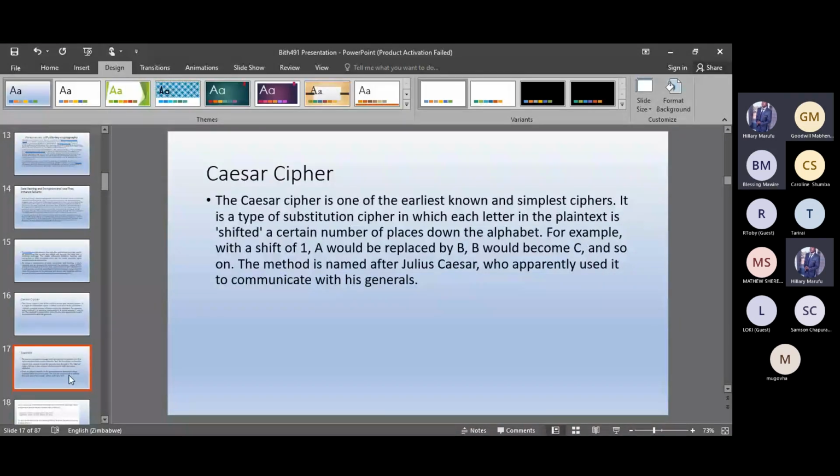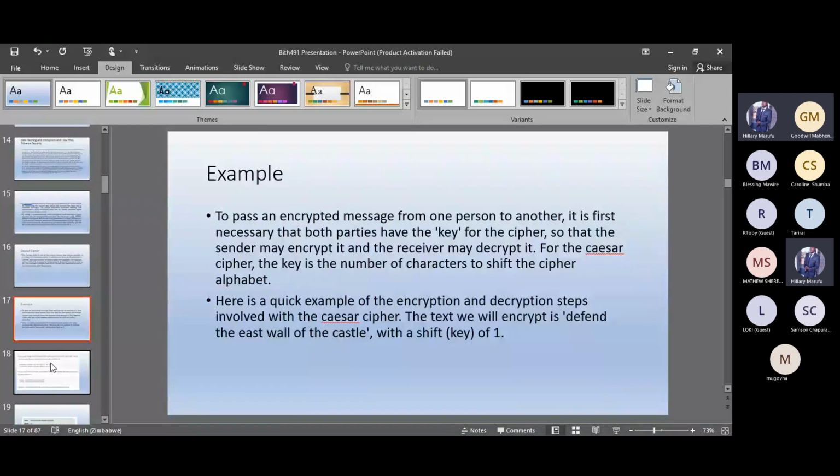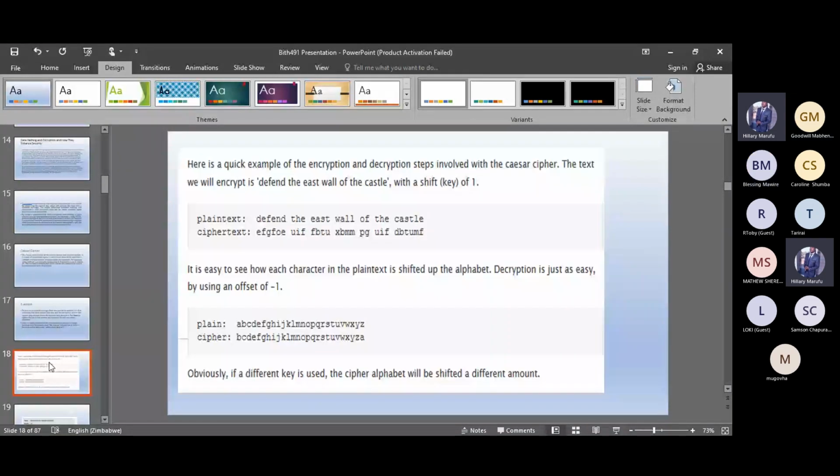All of this is just trying to explain what the Caesar cipher does. You're given a plain text like "defend the east wall of a castle." If you shift D to the right, D becomes E, E becomes F, and so forth.